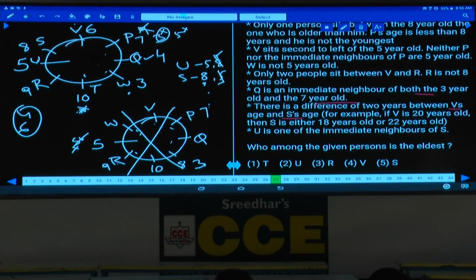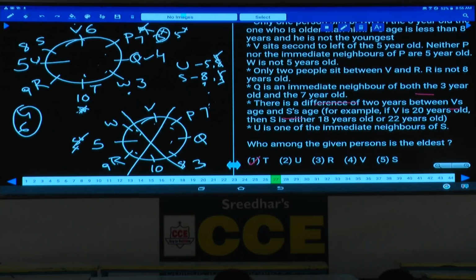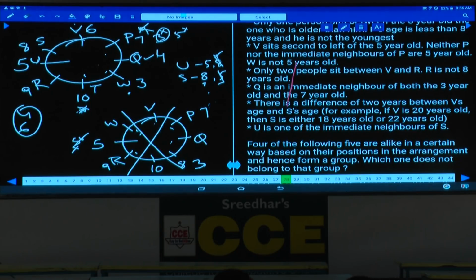Then question number 27. Who among the given persons is the eldest? Tell me who is the eldest here. The eldest is the 10-year-old, that is T, choice 1.